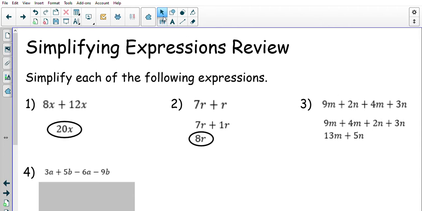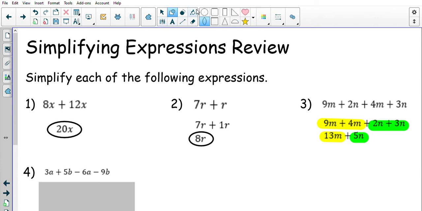I'm going to highlight some things here. So I'm going to combine the 9m plus 4m. That's going to get me 13m. I'm going to combine the 2n plus 3n. Those are like terms, and that will get me 5n. So my final solution here will be 13m plus 5n. You don't have to have it highlighted in your paper, but it is something just to look at the different like terms that we have.